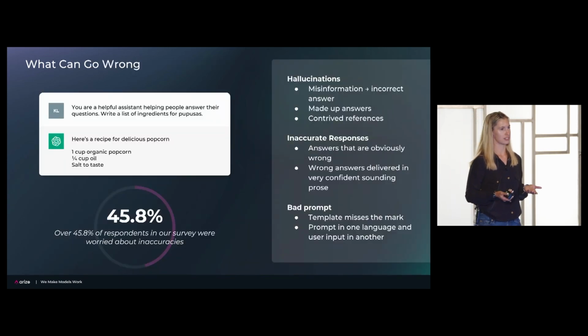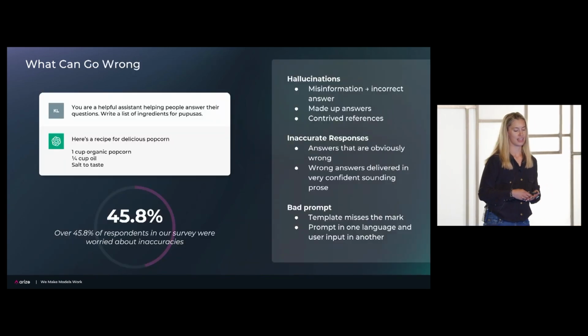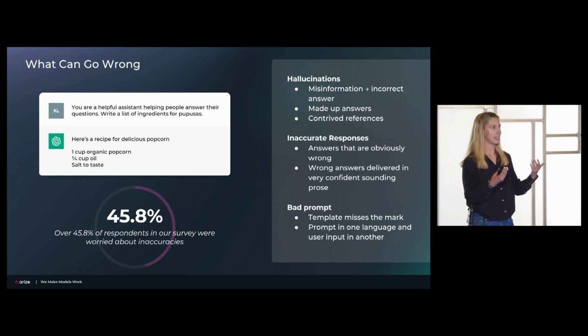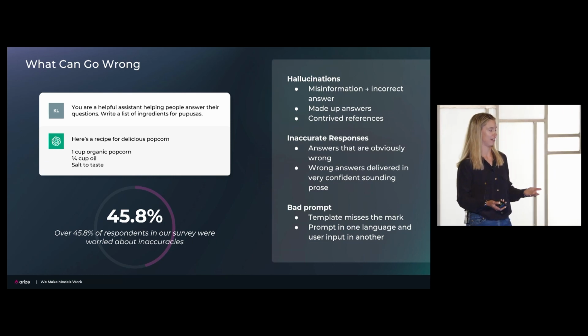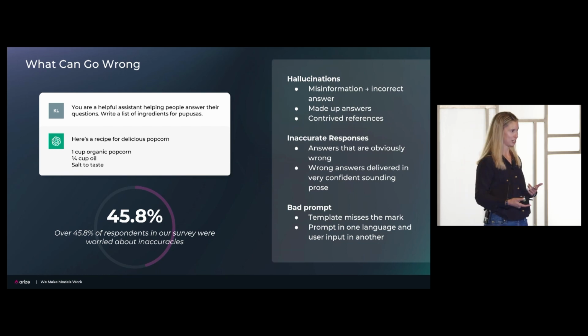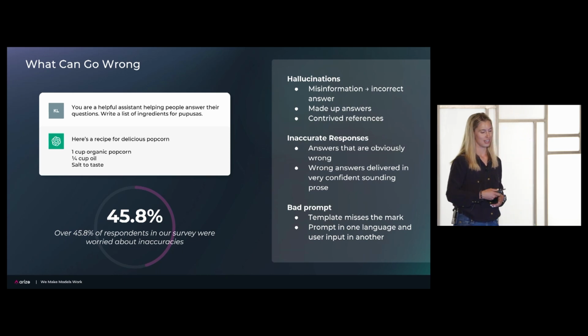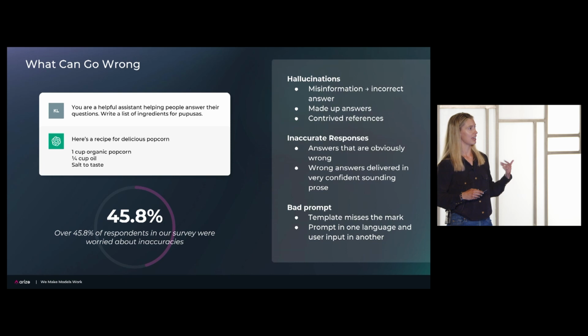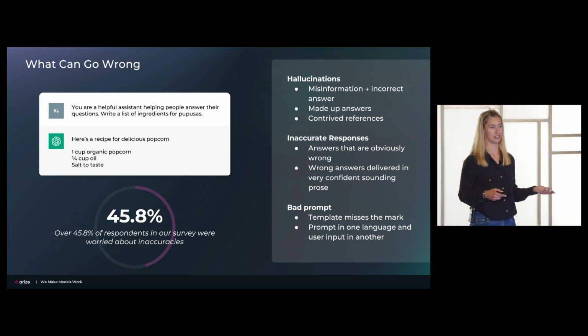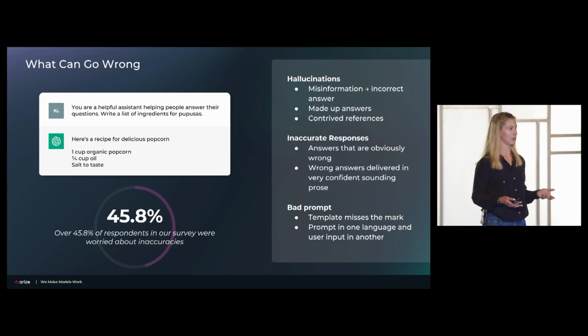A majority of the conversations we're having with customers are about whether we can implement these in production and have faith that they're going to make good decisions. And it's really hard, right? Every time someone trips up ChatGPT and writes articles about it, we know that these errors do exist. 46% of the customers we've spoken to say that they are worried about inaccuracies if they deploy these models in production.